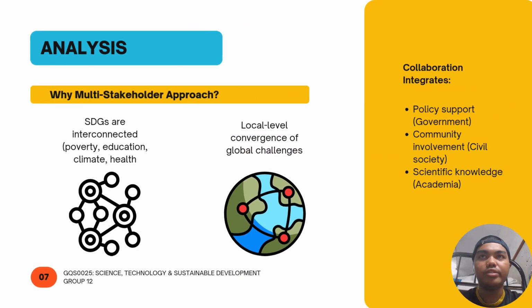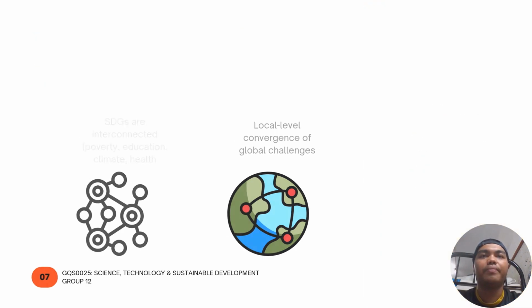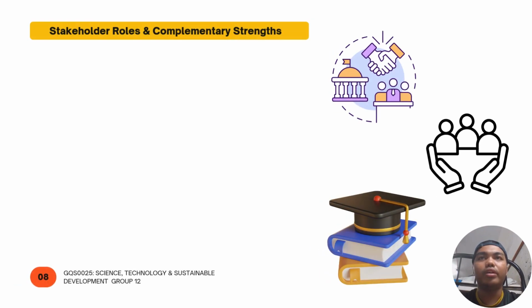So, continuing with the analysis. Why a multi-stakeholder approach? It's because SDGs are interconnected and are the local-level convergence of global challenges. So the collaboration integrates policy support from the government, community involvement from civil society, and scientific knowledge from academia. Continuing with stakeholder roles and complementary strengths, these are the roles and the strengths of each. For the government: policy making, funding and enforcement. Civil society: grassroots engagement and advocacy. Academia: research, data analysis, and impact assessment.